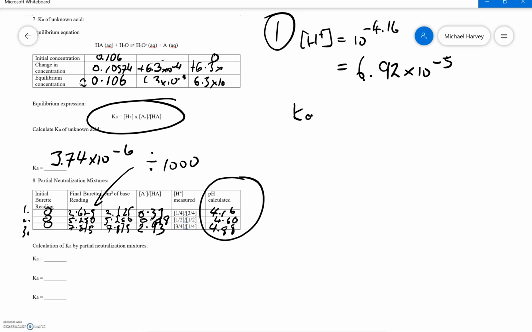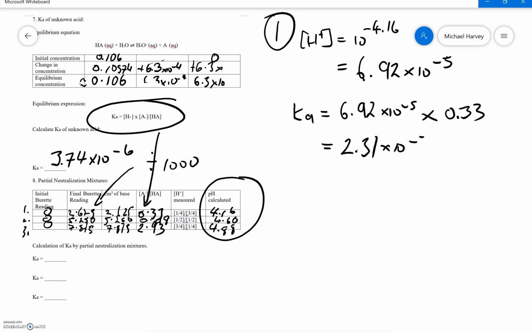So Ka will equal the 6.92 times 10 to the negative 5 times the ratio. You'll get the ratio, of course, from your table. So it'll be 0.33, which equals 6.92 times 10 to the negative 5 times 0.333 recurring. So it'll be 2.31 times 10 to the negative 5. And that's what we put in that first value there too, 2.31 times 10 to the negative 5. Okay, so that's example 1.